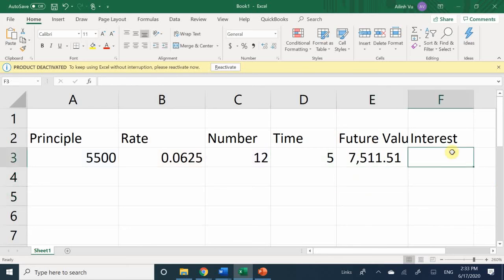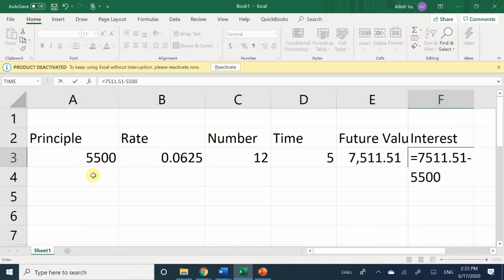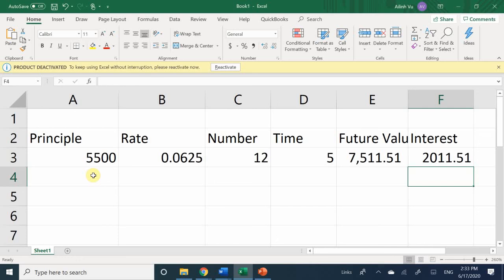So how do I solve for my interest? What is my interest? The future value, what's not the plus. No, you have to subtract. You have to subtract the future value, yes, the principal minus interest equals, yes, 2011 and 51 cents is the correct answer. Okay. I keep thinking you have to add, but yes, that's the other one.